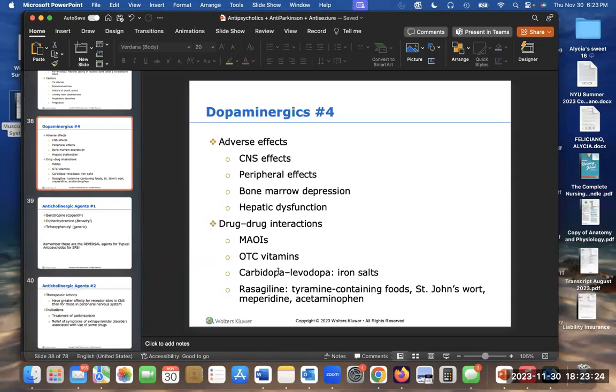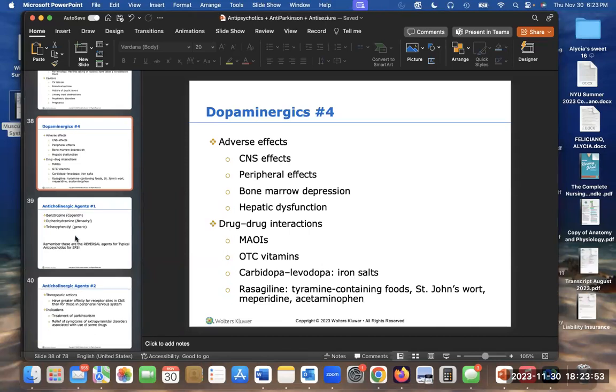For carbidopa-levodopa, watch out for iron salts. They interact. And rasagiline, tyramine-containing foods, right? Remember, MAOIs don't like tyramine. So if I'm going to give them rasagiline and MAOIs, that can be a really bad interaction. St. John's wort is also one of those really common herbs that interacts with a lot of things. That's another one I would point out to remember, hey, St. John's wort is not good with a lot of medications, okay?